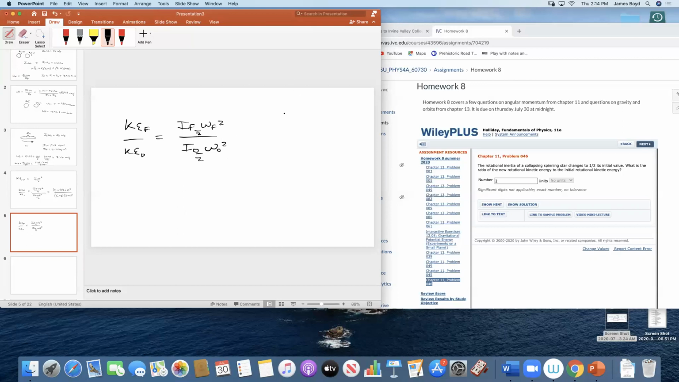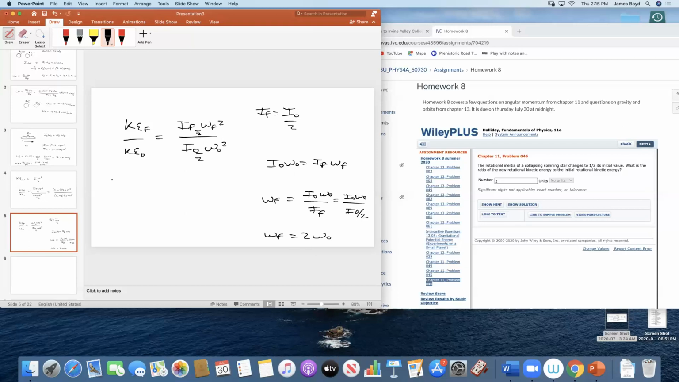So first of all, I know that I final is equal to half of I initial. I can find now from I initial omega initial is I final omega final. I can find omega final as I initial omega initial over I final. But remember, this is I initial over 2, which means that omega final is 2 times omega initial.